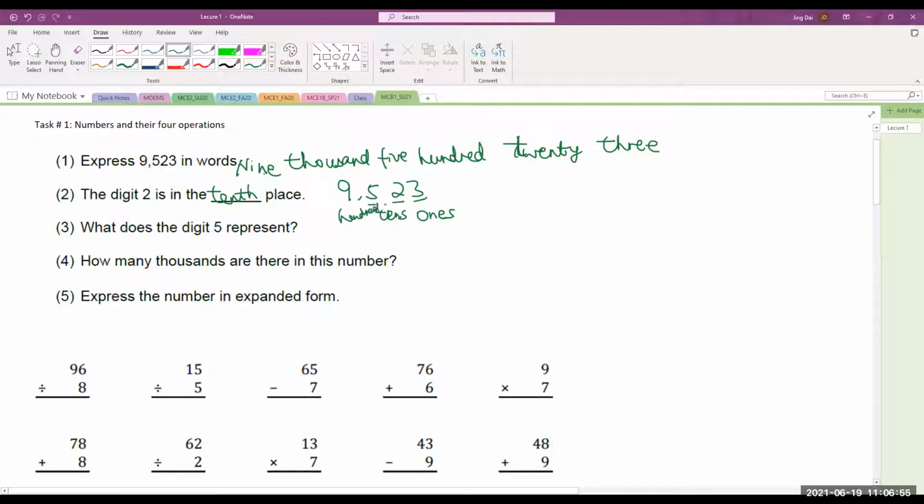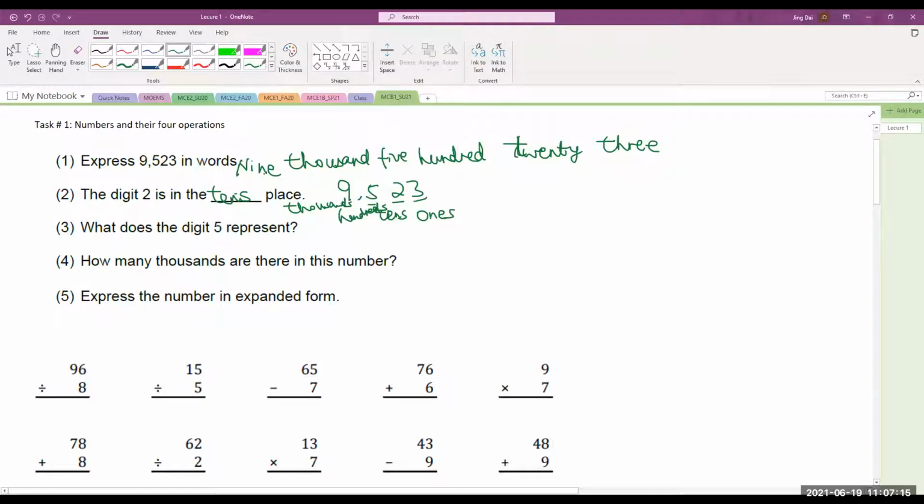Okay, I'm not gonna write everything. Did I misspell? This is not gonna be tenth. It's actually S, not TH, okay? Tens place. Thousands. Very good. So third question.